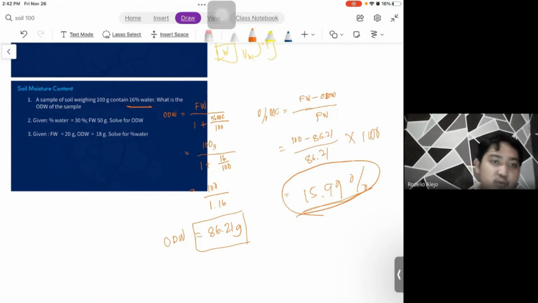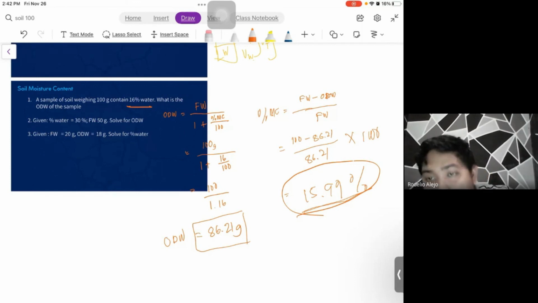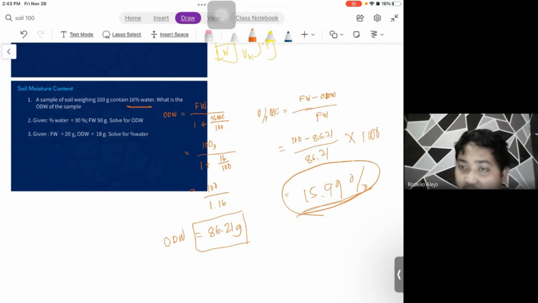Okay, sige. You can try number 2. What is the answer? You can chat in. Si Jameson Velayo nagsagot na siya ng 38.46. Sige, yung number 3 naman. Habang may nagsasagot, paki-explain muna Jameson Velayo if okay lang, kung paano mo nakuha yung number 2.